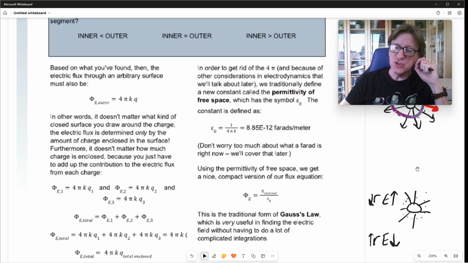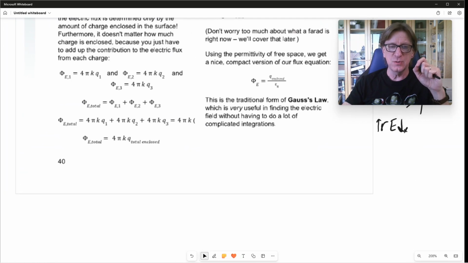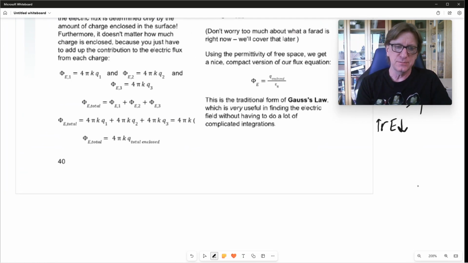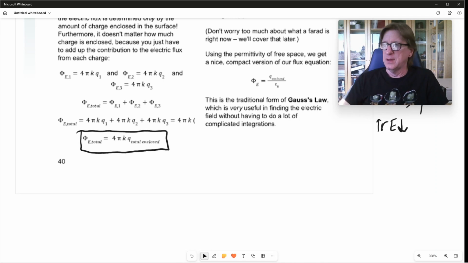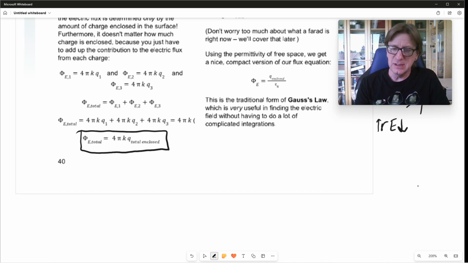That gives us an extremely important result. And that is shown down here at the bottom. And I'm going to highlight this because this is critical. Based on that whole derivation there, this shows that the electric flux only depends upon the total charge enclosed by your surface. And let's see if that makes sense.